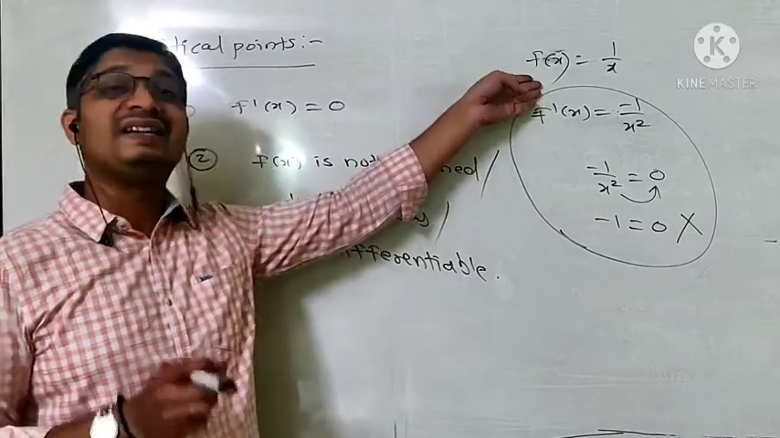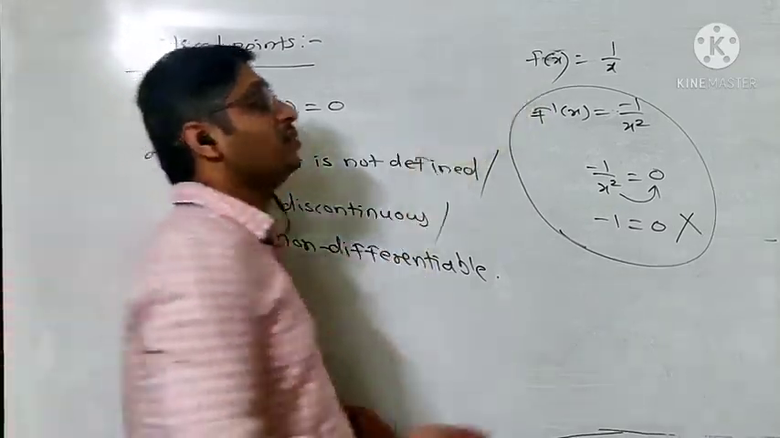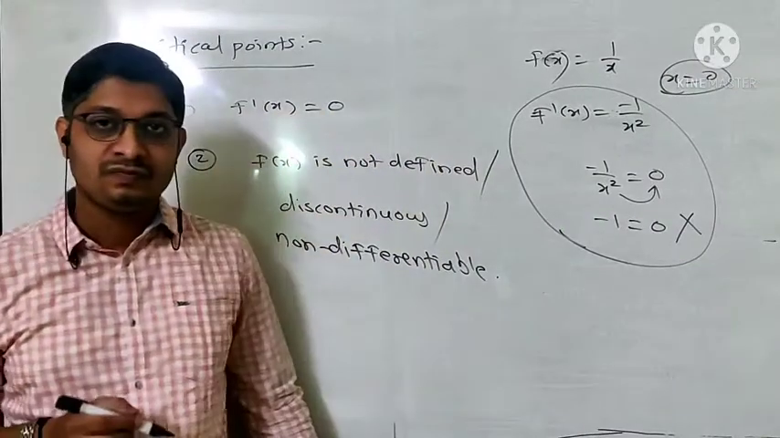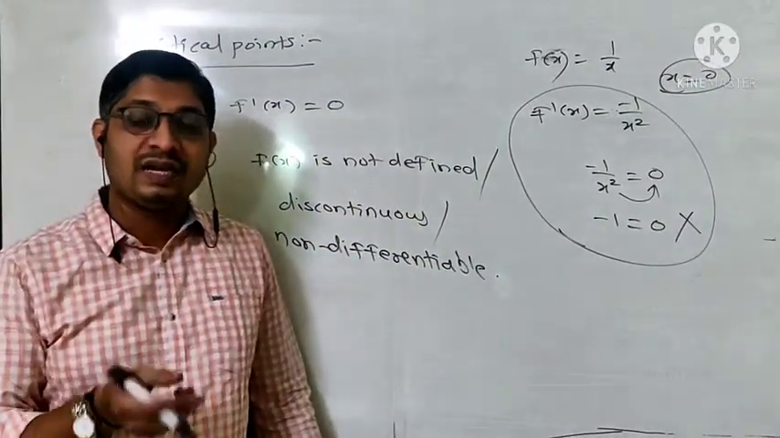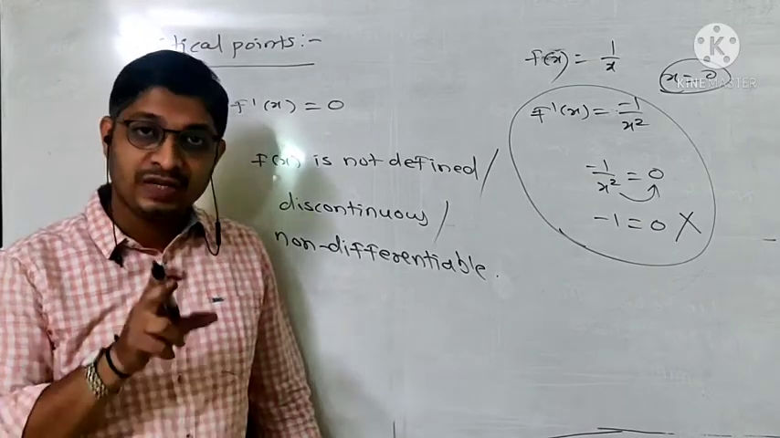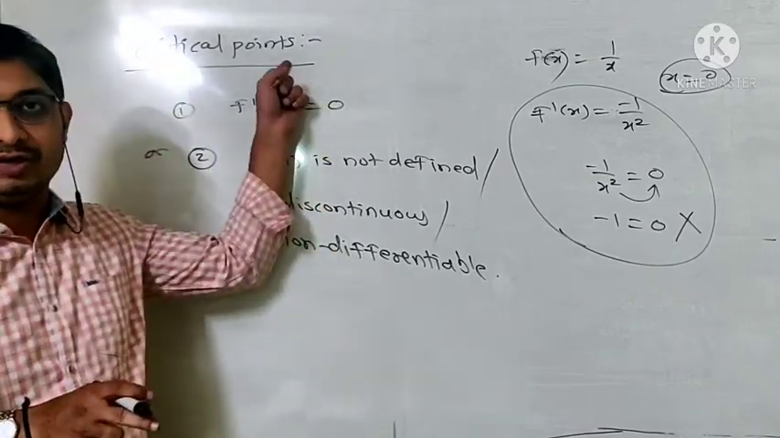So how can we find the critical point in this function? Suppose if x is equal to 0, the function will not be defined. The function is not defined. That means at that point, the behavior of the function will be changing. So that will be our critical point.